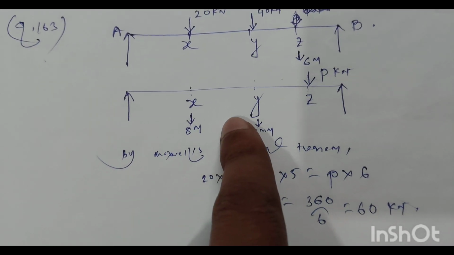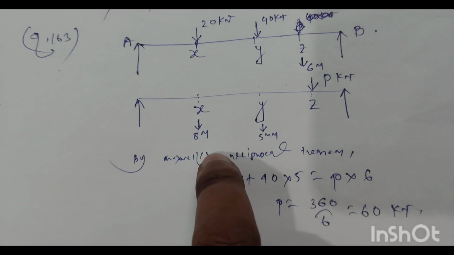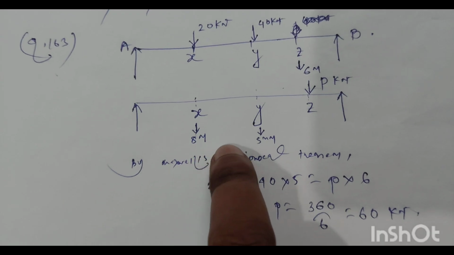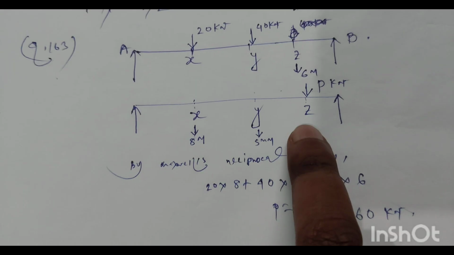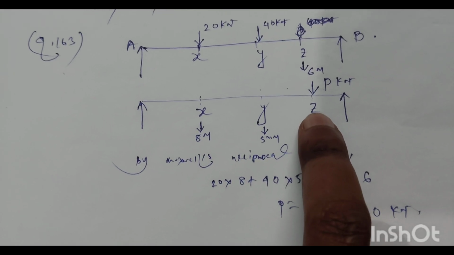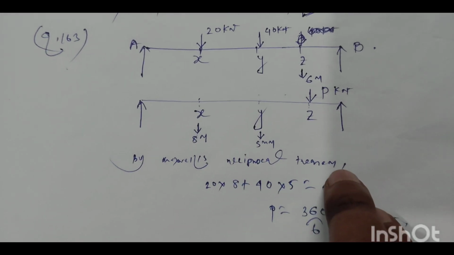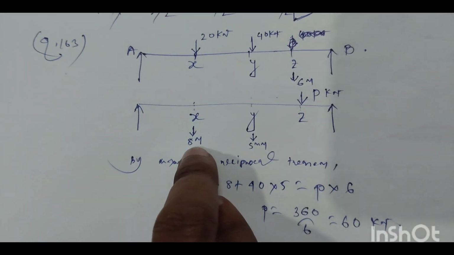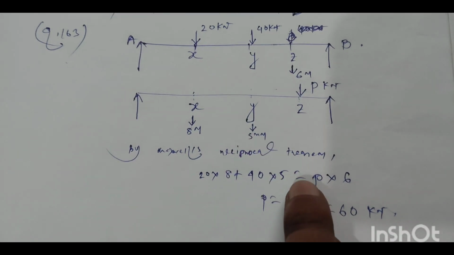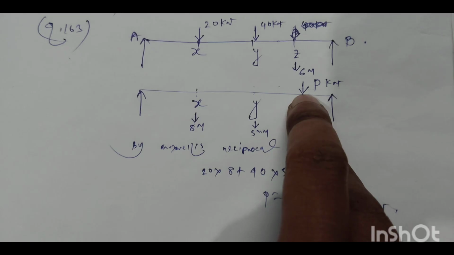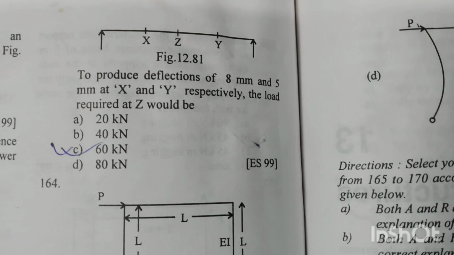And in the second case of the simply supported beam, at point X the deflection is 8 mm, and at point Y the deflection is 5 mm. But at the point Z, the vertical loading is P. So from these two scenarios of the beam, by Maxwell's reciprocal theorem, we can write this load 20 into this deflection 8, plus this load 40 into deflection 5 mm, is equal to this vertical loading P into deflection 6 mm, and after calculation P will be equal to 60 kN. Option C is the right answer.